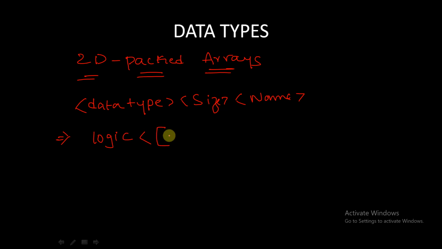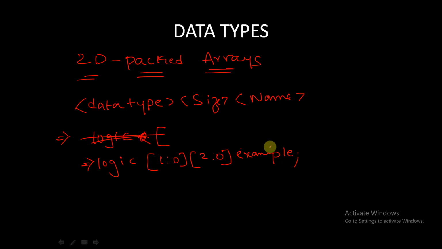Let's say logic [1:0][2:0], the size of the first dimension is 1 down to 0, and the size of the second dimension is 2 down to 0, and the name of the packed array, let's say it is example. So this is a 2D packed array, where the size of the first dimension is 1 down to 0, that is 2 bit, and the size of the second dimension is 3 bit. Now let's see it diagrammatically and understand how it looks.